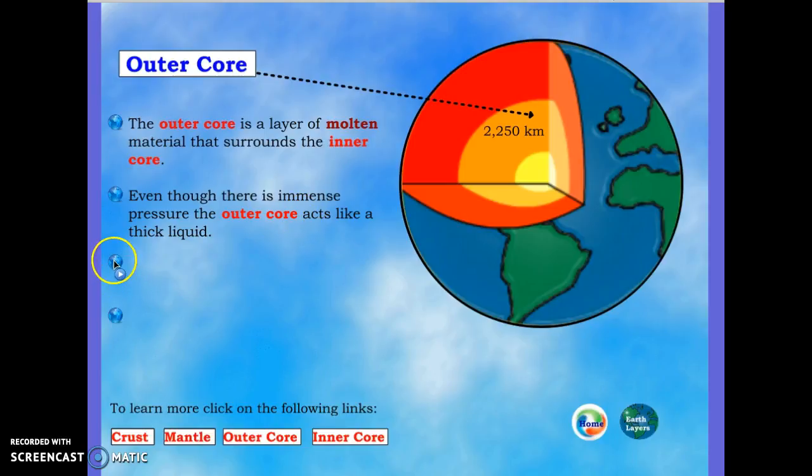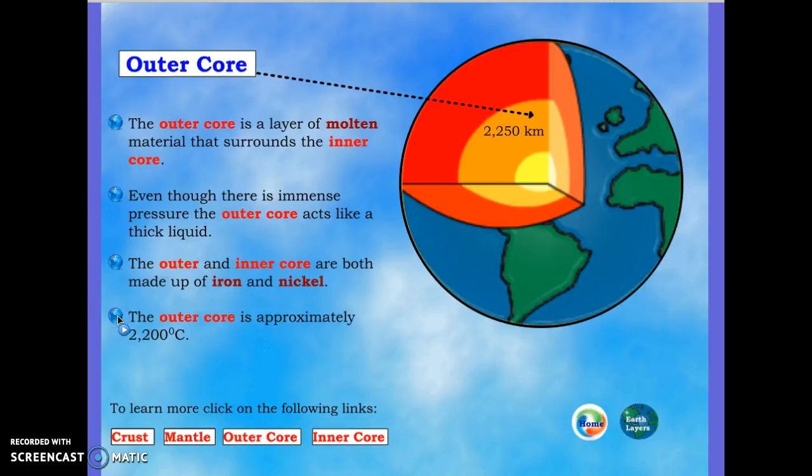It doesn't move anywhere near as quickly as what we're used to here. In fact, think about the slime experiment that we had recently, and remember how slowly the slime changed state? Well, the material inside the core probably moves hundreds if not thousands of times more slowly, but it is moving. The outer and the inner core are both made up of the same two elements. They're metals, iron and nickel. But the outer core is, ready for this, approximately 2,200 degrees centigrade. Can anybody figure out what that would be in Fahrenheit?